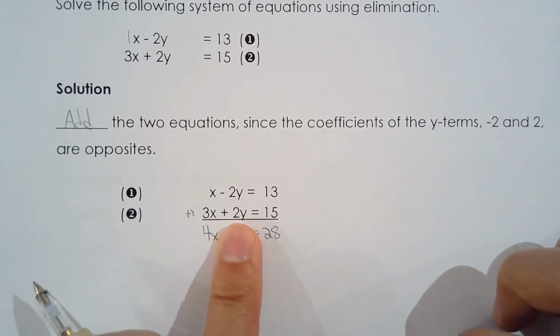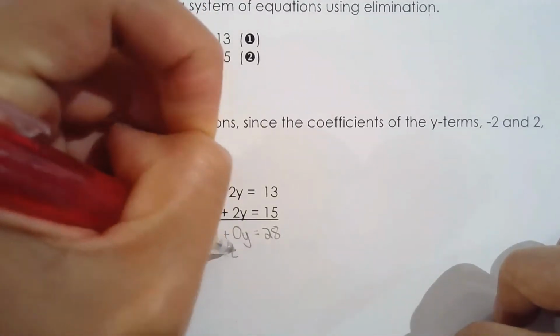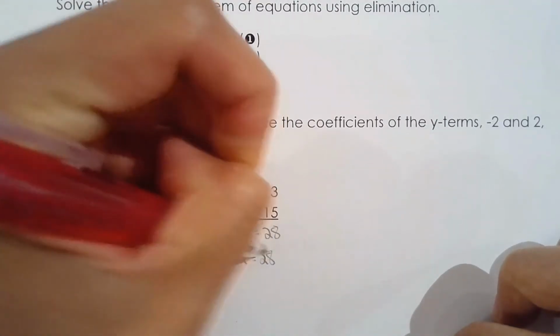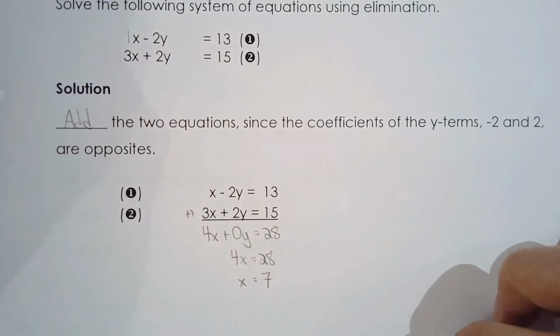That's beautiful. That enables you to solve for x. Let's write that down. 4x equals 28. Divide both sides by 4. X is equal to 7.